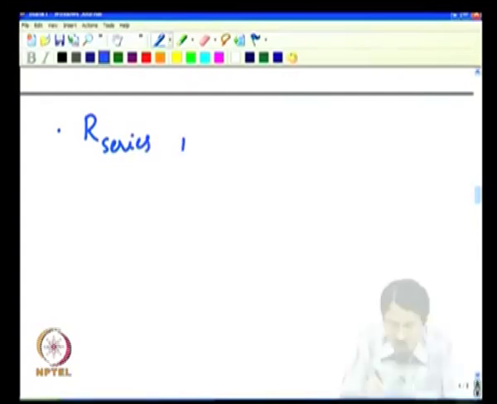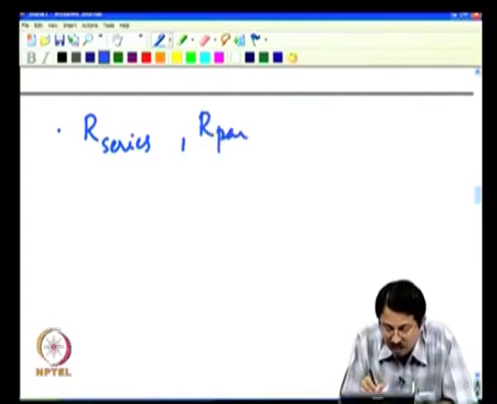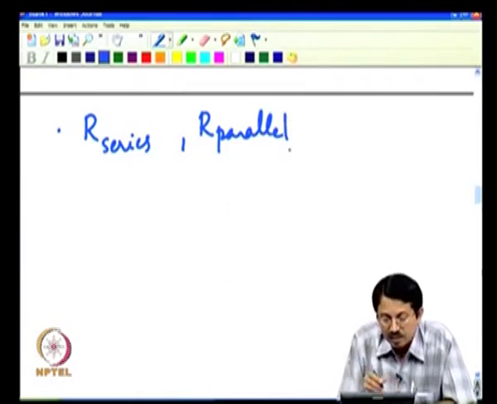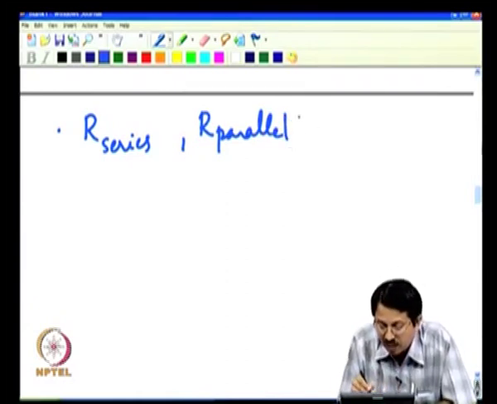This is all related to the device structure. But during the measurement you may have what is called a series resistance effect or a parallel resistance or parallel conductance effect. And sometimes rather than calling it R parallel, we call it G parallel.